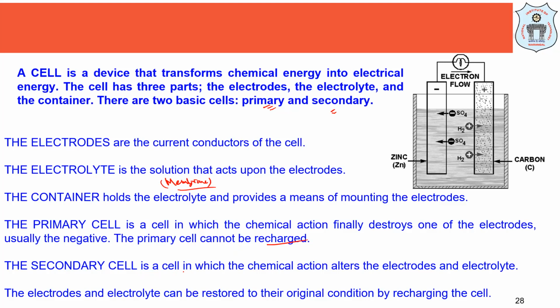Okay. So the secondary cell is the one in which the chemical action alters the electrodes and electrolyte, and the electrode and the electrolyte can be restored to their original condition by recharging the battery. So that way these are non-rechargeable, these are rechargeable. These are one-time use and throw batteries, these you recharge and keep using. Okay. However, the capacity of the battery reduces with use, the number of cycles that we are using, which we have discussed in detail earlier also.